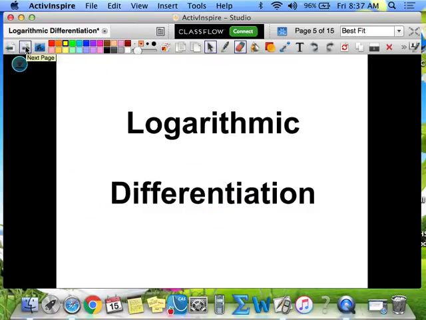Alright, logarithmic differentiation. Not a formula, it's a technique. Is this the cheap way to do it? It's not a cheat way, but it's the quicker way, an awesome way.